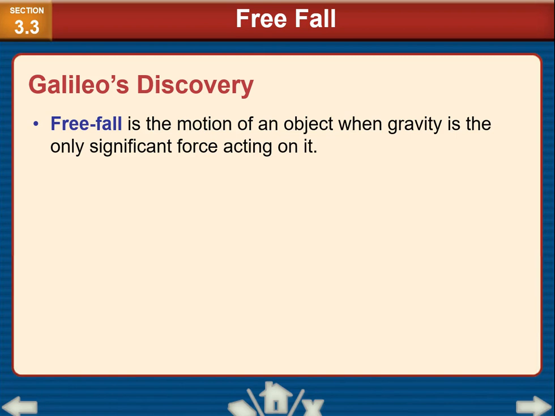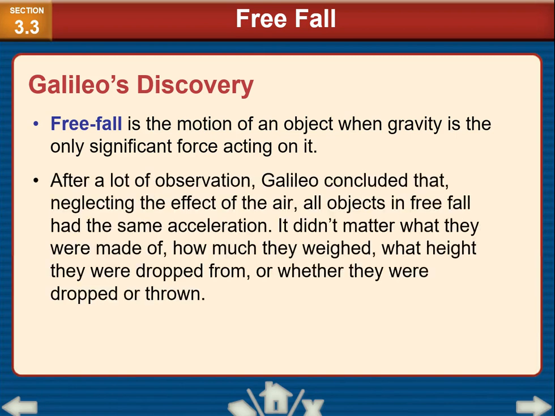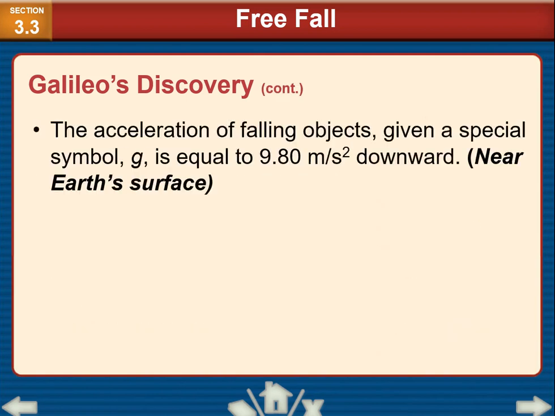So free fall is the motion of an object when gravity is the only force acting on it. What Galileo actually found was that free fall acts pretty much uniformly on all objects of the same shape. So if you take a baseball and a bowling ball and you drop them from the same height, they're going to hit the ground at the same time, because gravity is the only thing pulling them down. It's the only thing causing them to accelerate downward. He found that objects accelerate downward at what's called the acceleration due to gravity, which is 9.8 meters per second squared down.